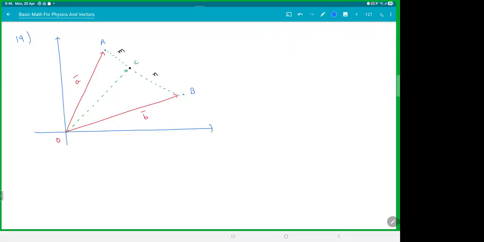Okay, so it is given that C divides in the ratio of this. We can write this AC by CB in the ratio m is to n. So I can write this as n times AC bar must be equal to m times CB bar. They're parallel vectors. Agreed? Because AC and CB, they are parallel.